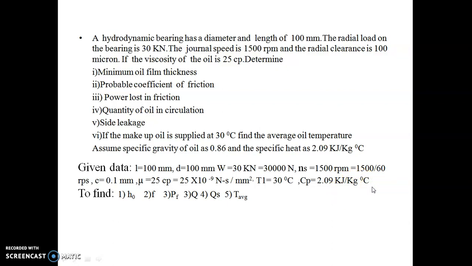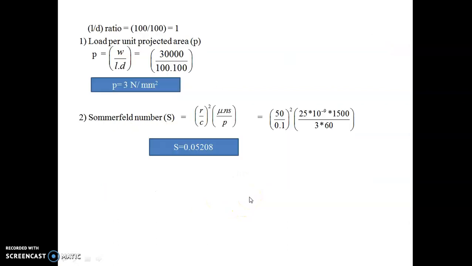And here the specific gravity of oil is given 0.86. So we can multiply this by 1000 and we will get the mass density of oil. And we need to find out h naught, minimum oil film thickness, f coefficient of friction, PF power loss in friction, Q quantity of oil in circulation, side leakage QS, and average temperature.